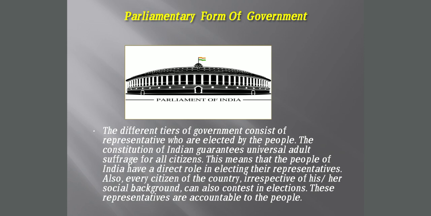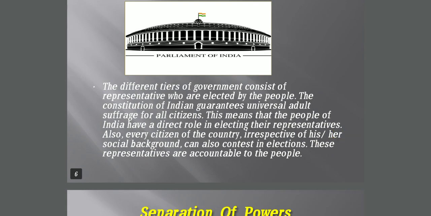So this is actually safeguarding, giving us a right, that is universal adult franchise, meaning the right to vote. So that has been given. We elect our representatives and they form the government in parliament.